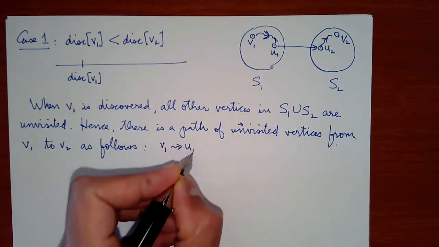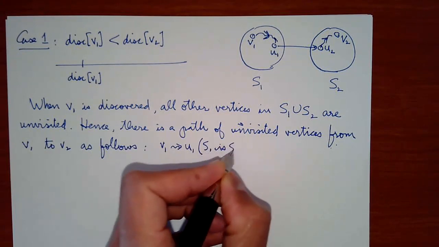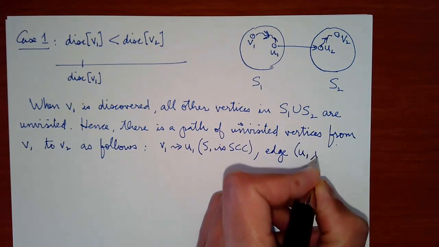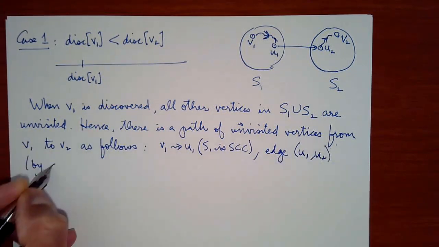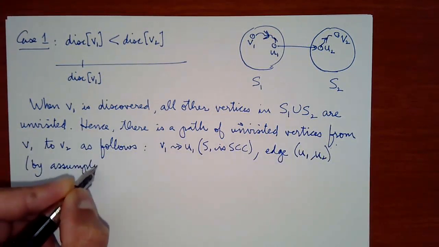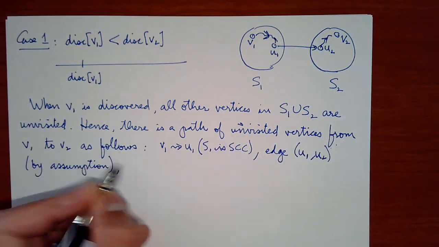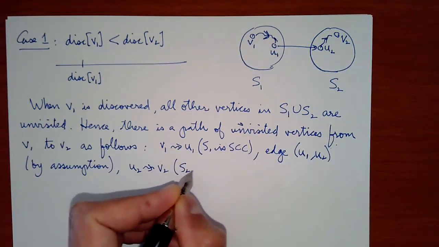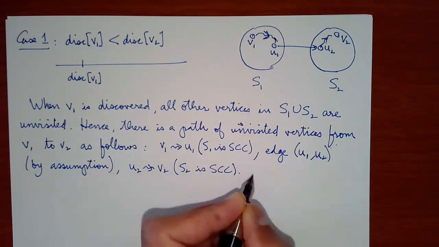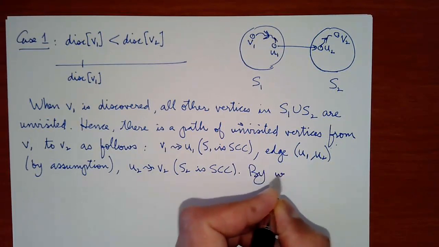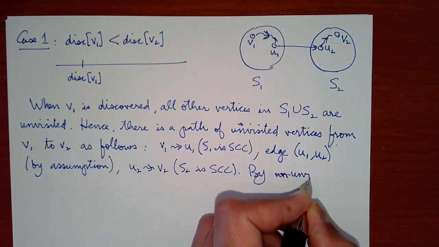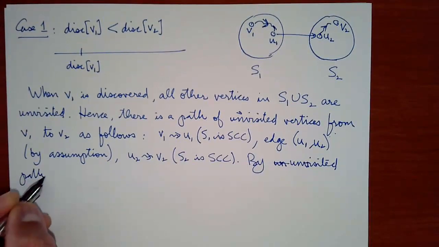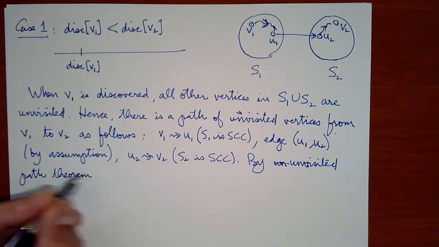V1 to U1. Why? This is because S1 is a strongly connected component. Then the edge U1, U2. And this is by assumption. Right? We assume that there is an edge going that way. And then finally, a path from U2 to V2, because S2 is a strongly connected component, by the unvisited path theorem.